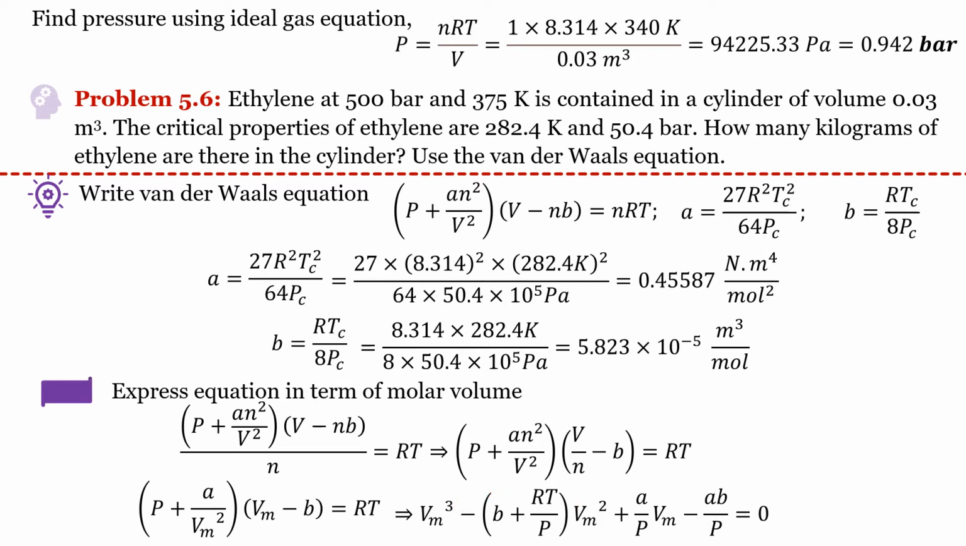Now we can put in all values: the values of a, b, R, T and P. After putting in all values, we can solve this equation and we will get 3 roots. Out of 3 roots, we can take the real root. So in the next slide, we will solve it.